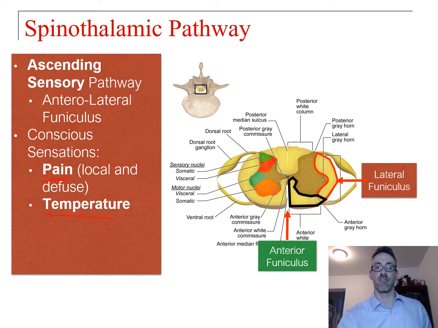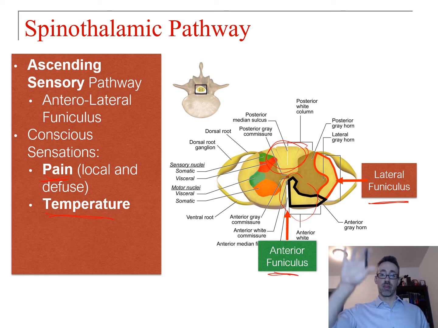So again, the funiculus is a major region of white matter in the spinal cord. There was the posterior funiculus back here. Highlighted in red over here is the lateral funiculus. And then over here is the anterior funiculus. So the combination of the anterior and lateral, the region that spans both, we call the anterolateral pathway or the spinothalamic pathway. So we're essentially going from the spine to the thalamus here, but it's in the anterolateral region.